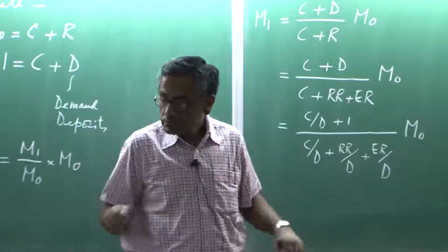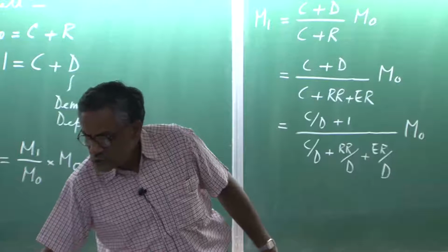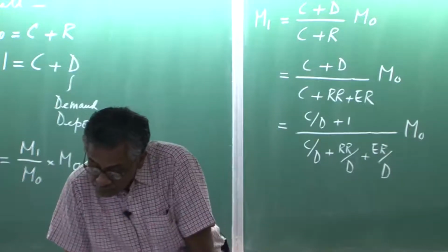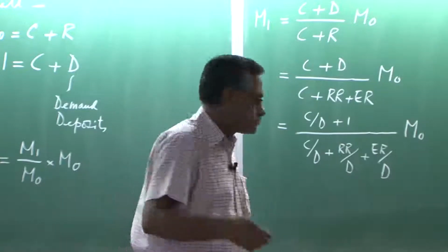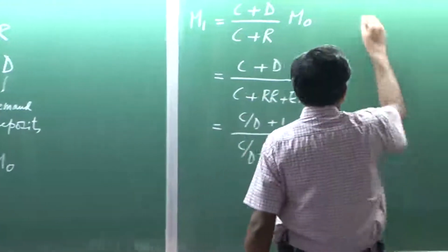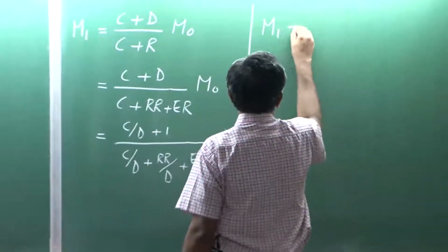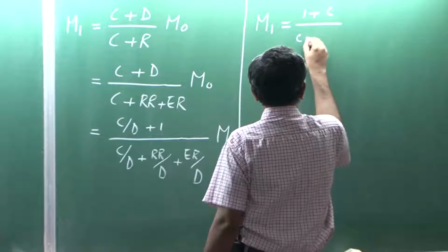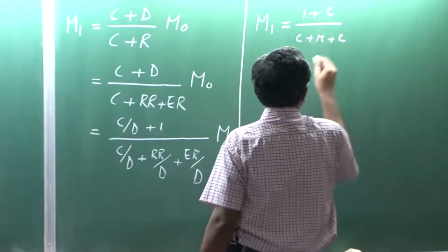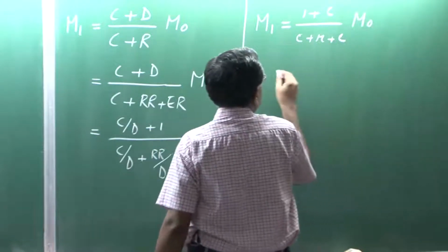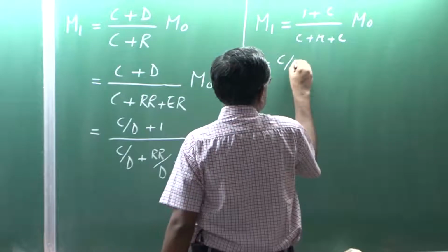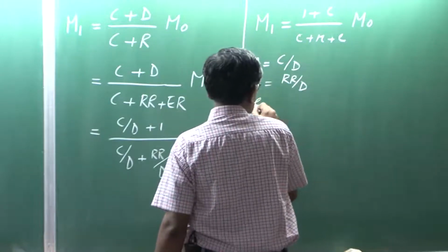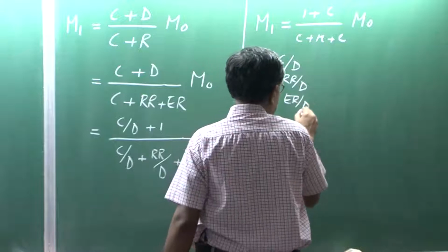Clear? All right. Now, what we need to do in this case is very simple. Let us give them a name, small alphabets. And we can write m1 is equal to (1 plus small c) over (small c plus small r plus small e) into m naught, where small c is the currency to deposit ratio, small r is the required reserves over demand deposits, small e is equal to excess reserves over demand deposits.